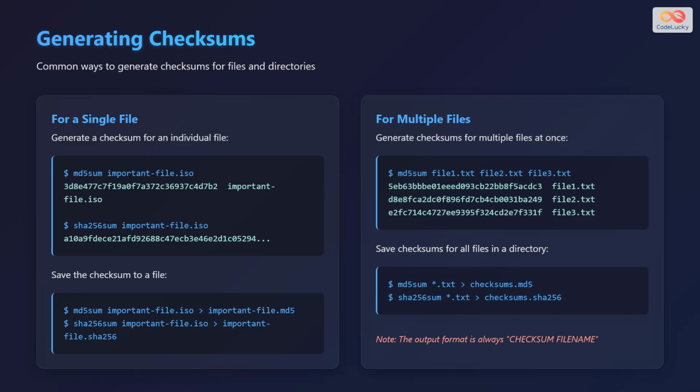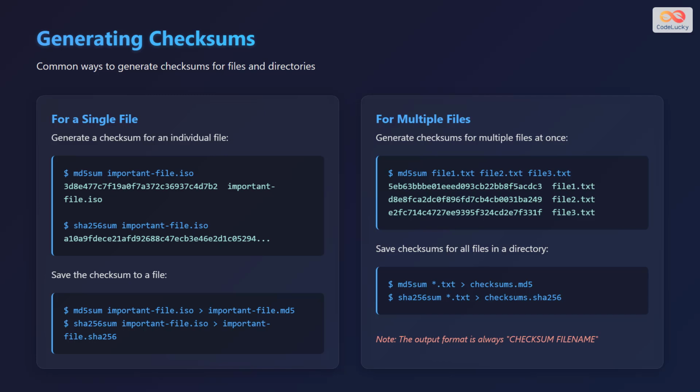Here are common ways to generate checksums for files and directories. To generate a checksum for an individual file, you can use the command md5sum importantfile.iso or sha256sum importantfile.iso. You can also save the checksum to a file by using the command md5sum importantfile.iso > importantfile.md5 or sha256sum importantfile.iso > importantfile.sha256. To generate checksums for multiple files at once, use the command md5sum file1.txt file2.txt file3.txt.